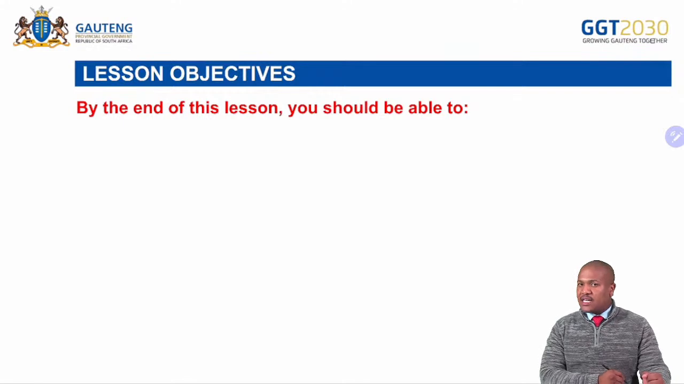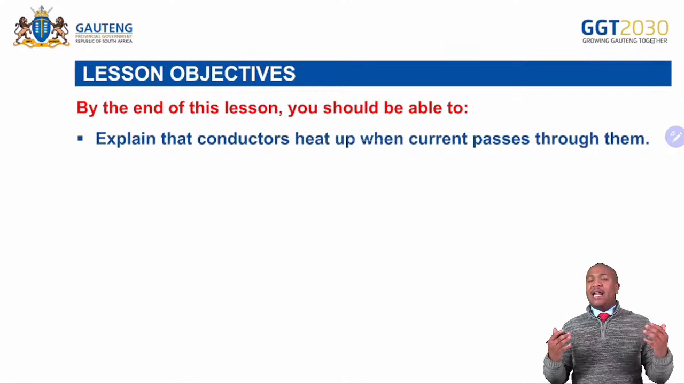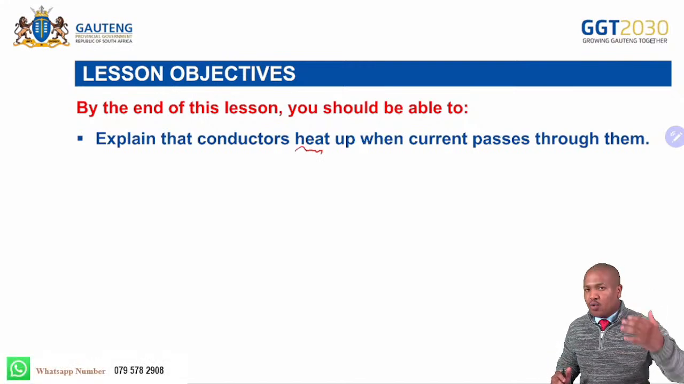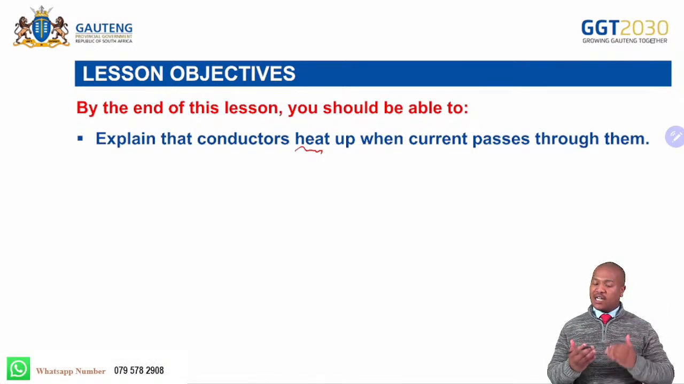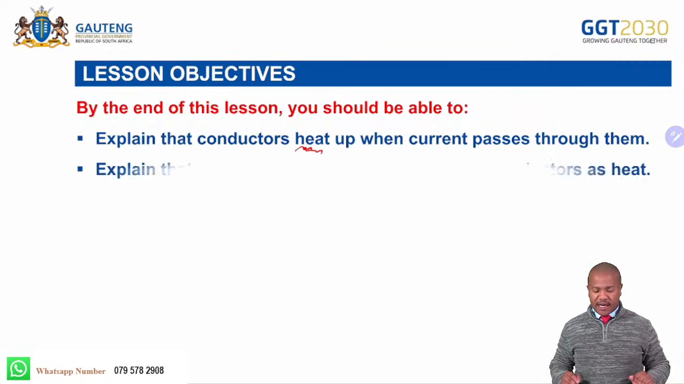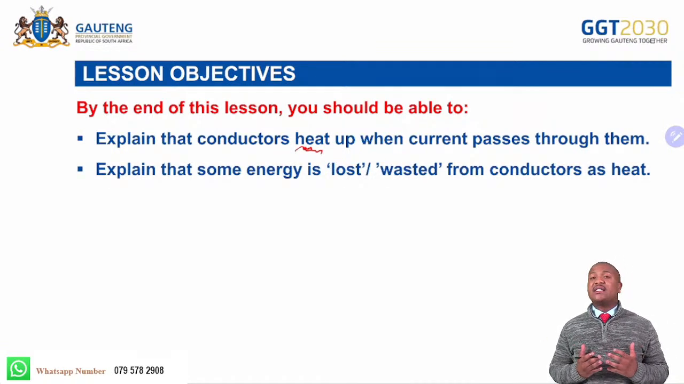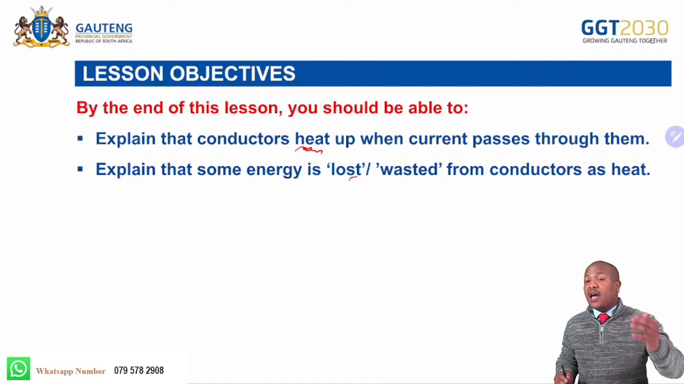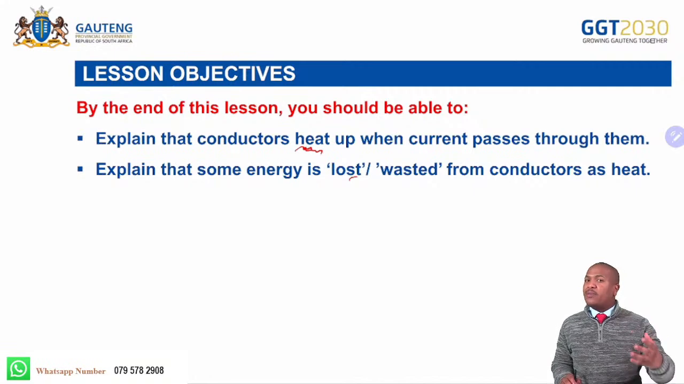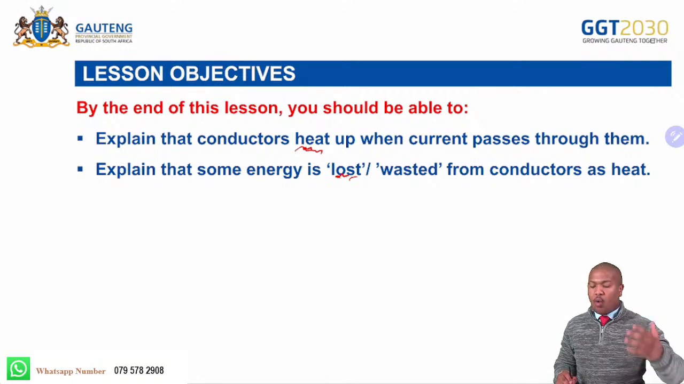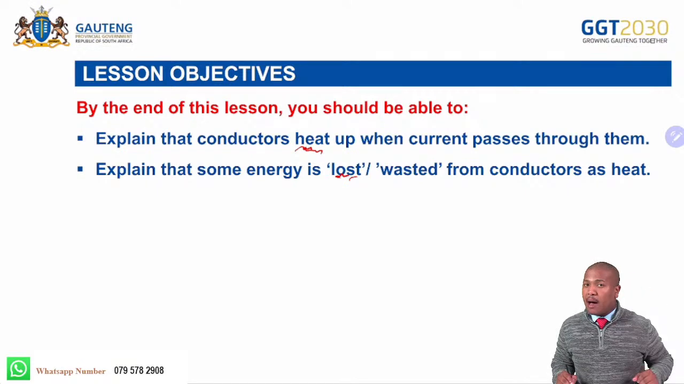By the end of this lesson, you should be able to explain that conductors heat up when current passes through them. You should be in a position where you can tell us that conductors do heat up when current passes through them. Not only that, you should be able to explain that some energy is lost or wasted as conductors heat up, right? You need to be able to identify and also explain that energy is lost or wasted when conductors heat up.